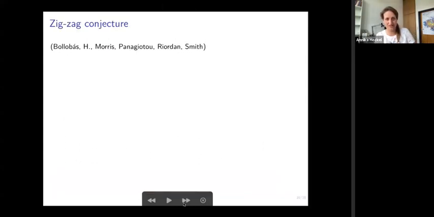So here's finally the conjecture, which we call the Zigzag Conjecture. This arose from the work of several people on this topic in recent years.